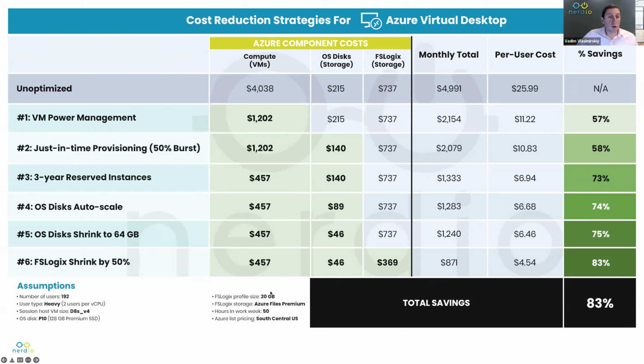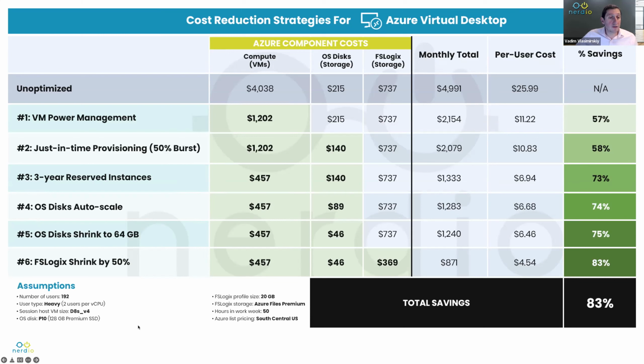We're going to assume a 20 gigabyte user profile size, and this is users' documents and their Outlook OST files and whatever else may be stored in their profile. We're obviously going to use FSLogix for encapsulating that and storing it in Azure Files Premium. And we're going to assume that each user will work about 50 hours on average in a week. And then this pricing information is based on the South Central US region.